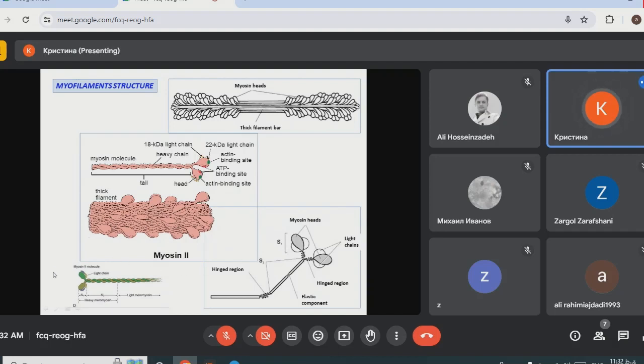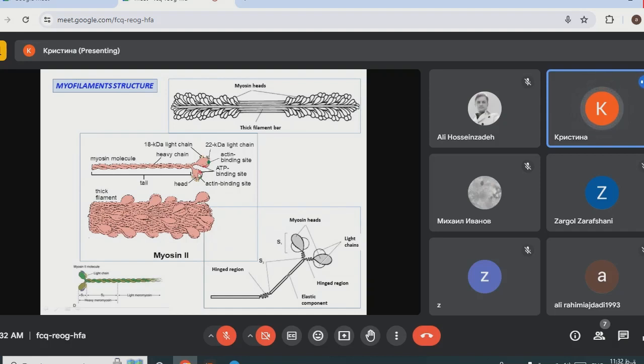Each molecule consists of the tail and two heads, and also a neck between the heads and the tail. Here you can see these tails. They are long structures. They start in the middle part and go to the periphery, and the heads are located at the periphery on both sides of these molecules.